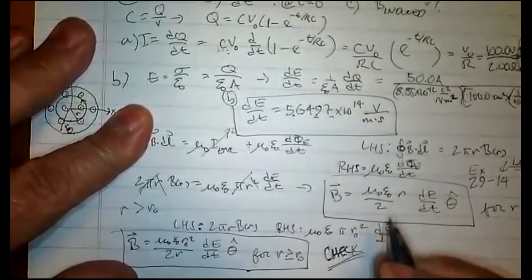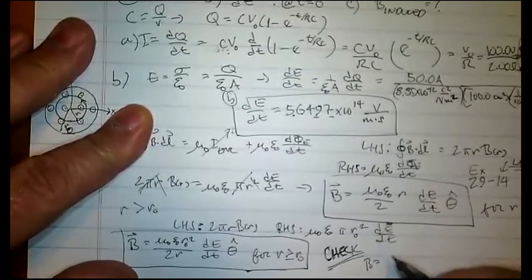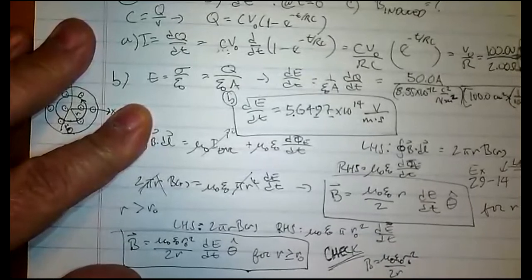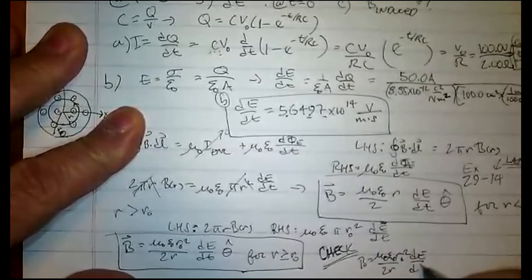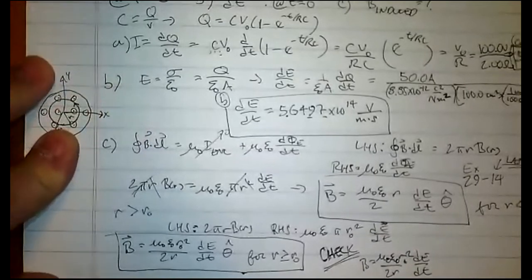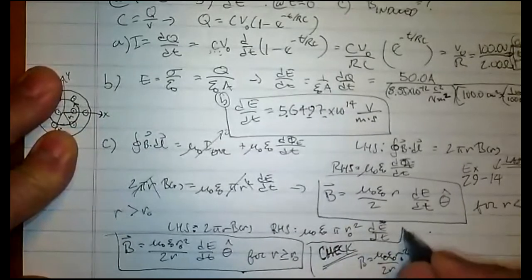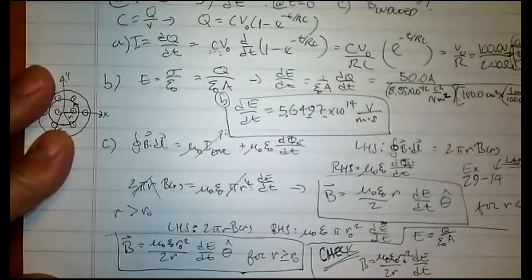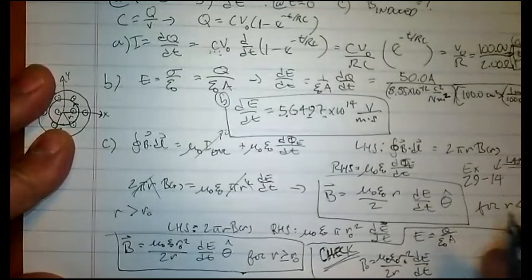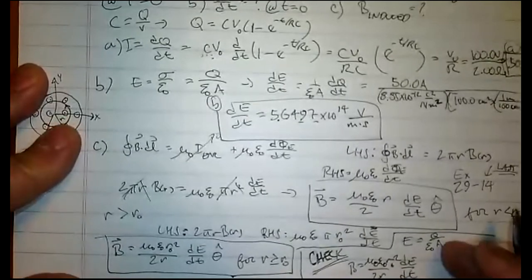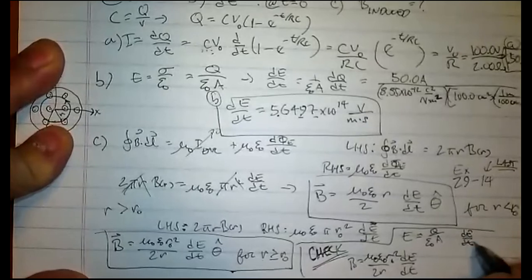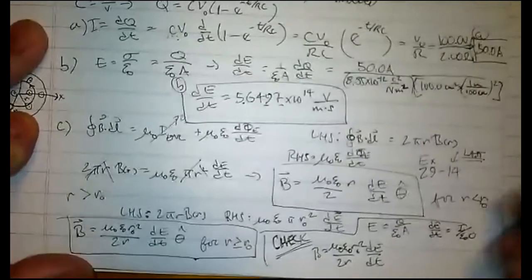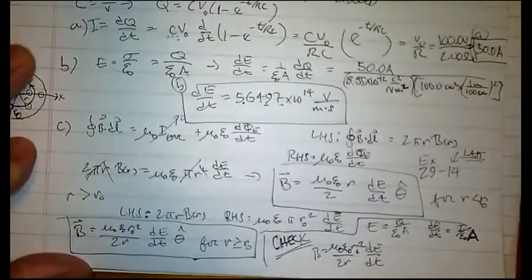And it turns out if you take B, which equals mu 0 epsilon 0 r0 squared over 2r times dE/dt, and then you recognize that E, so I want to break this off a little bit so we can see, E is equal to, of course, Q over epsilon 0 A. And we also know that dE/dt is actually related to I by dE/dt is equal to I over epsilon 0 A.